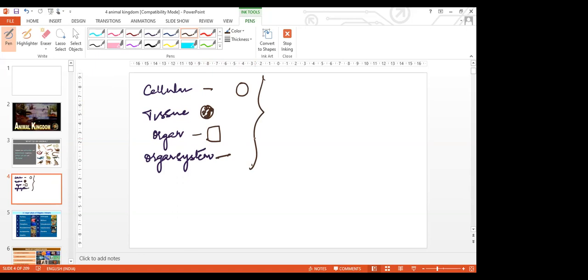Is that clear? In our module, we have discussed all these in detail. Organ systems are the digestive system, circulatory system, respiratory system, and so on. The second criterion is symmetry. So what do you mean by symmetry? Body symmetry.